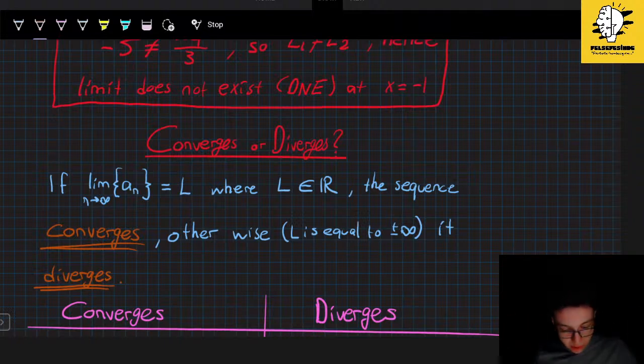What does that mean? Let's understand it. If our limit approaches a certain point, like 4, like 95, like 0, like 1, it means it converges, because it gets closer, closer, closer, and it is going to a certain point. However, if our limit goes to infinity, plus or minus infinity, it diverges. So if L is a real number, the sequence converges, and if L is equal to plus or minus infinity, it diverges for sure. So let's see some examples in this pink box over here.